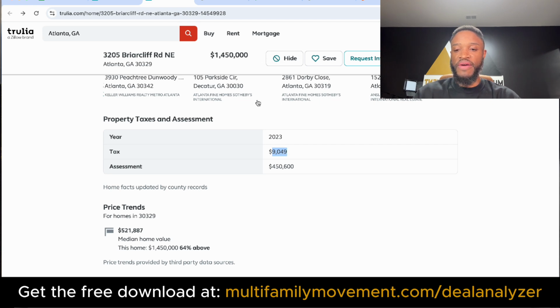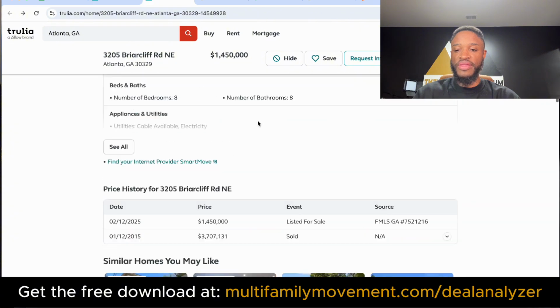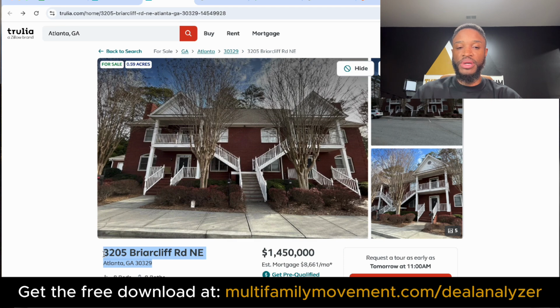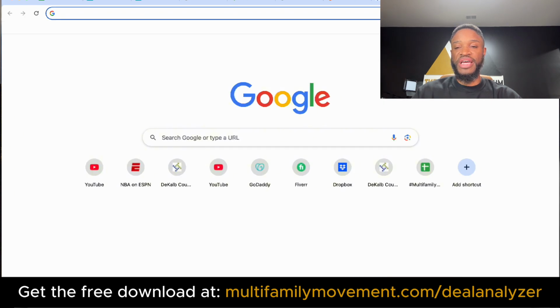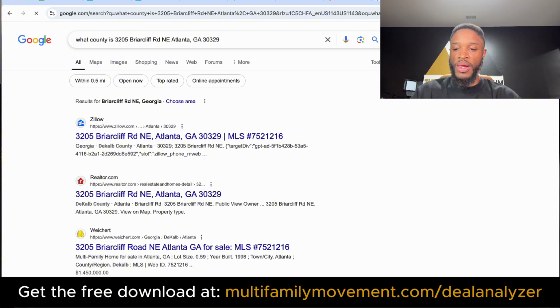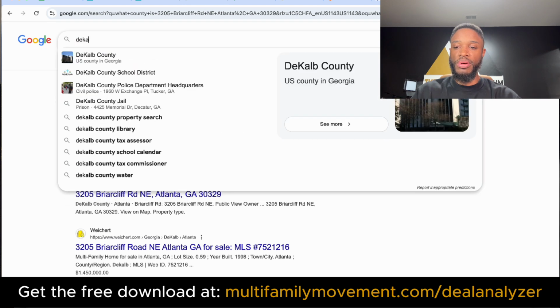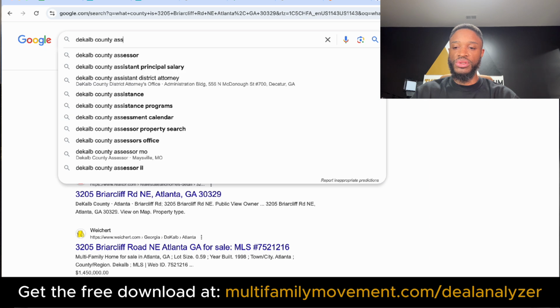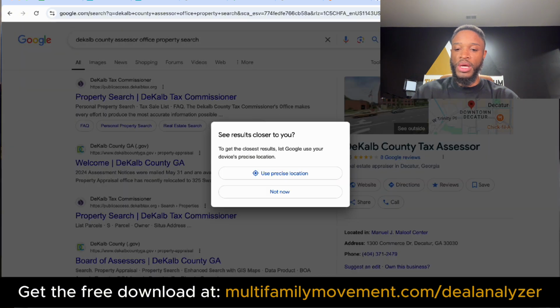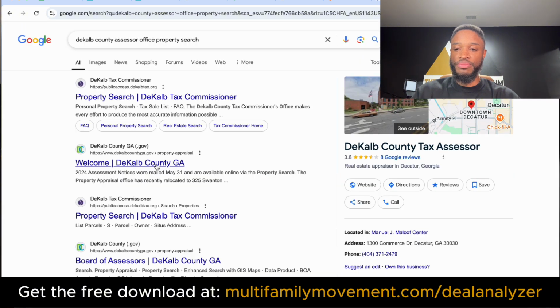So what we have to do is go find the county that this property is in. Originally, I thought it was Fulton County, but when I put it in the property search at the assessor's office for Fulton County, it didn't come up. So you ask, what county is this address in? Here you see DeKalb County. All right, so then you're going to search DeKalb County Assessor's Office property search. Okay, and this is what comes up here.